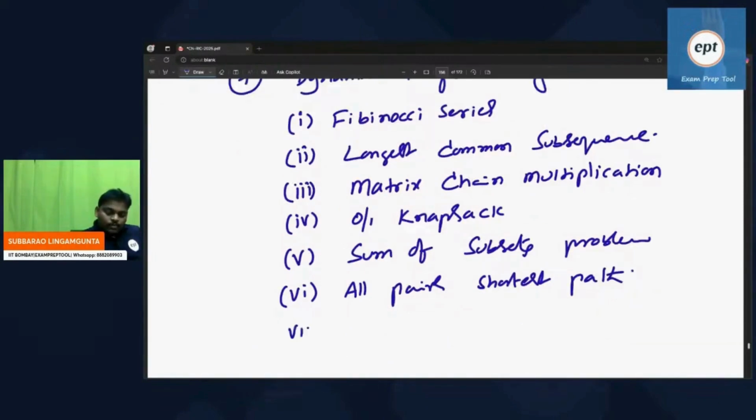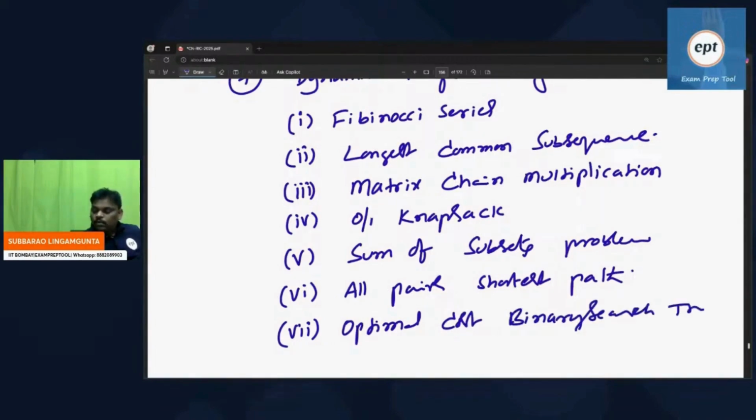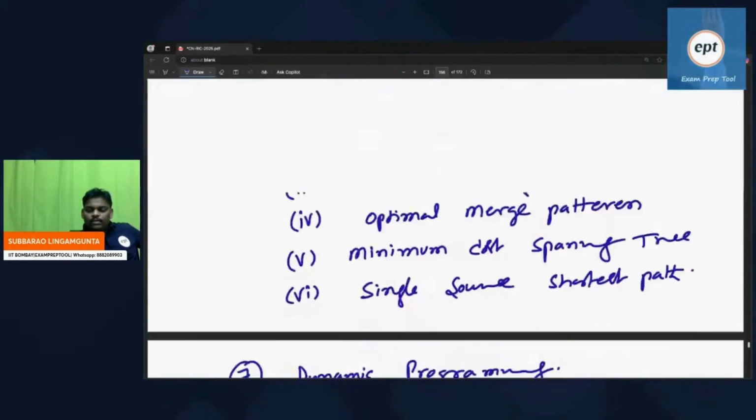Seventh one, optimal cost binary search tree. Thank you, Rohit Kumar. Thank you so much. So this is the syllabus, right?